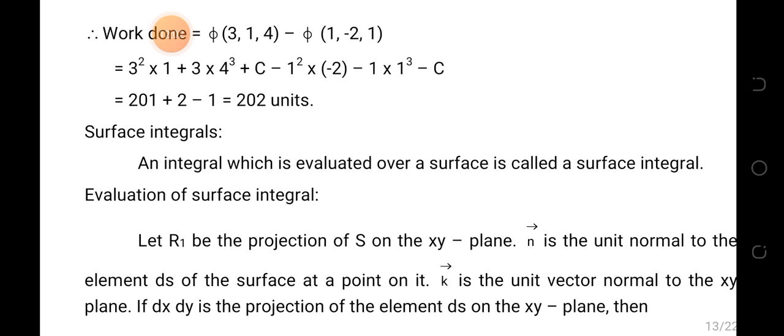Surface integral: an integral which is evaluated over a surface is called a surface integral. We have seen the line integral already. Now we have just given the definition of a surface integral. Evaluation of a surface integral has been explained in the next one. So thank you.